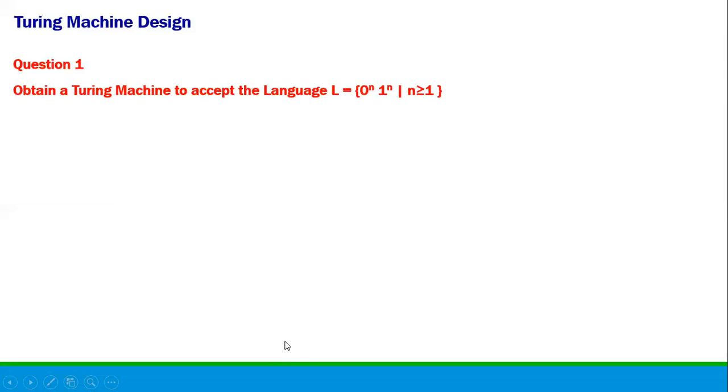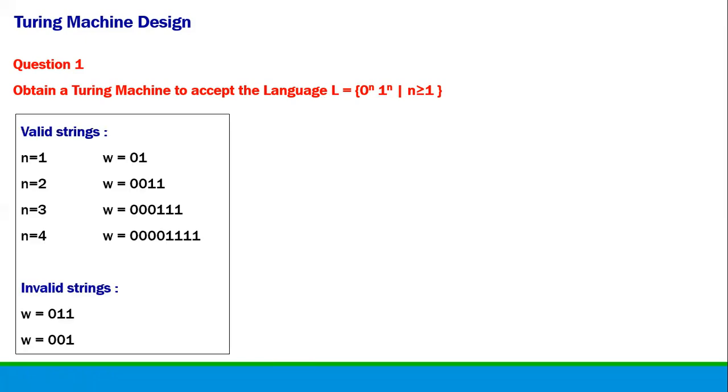So let's see how to construct a Turing machine. I'm taking one example of a context-free language, 0 power n, 1 power n, where n is greater than or equal to 1. Some of the valid strings: when n is 1, we get the string 0 1. When n is 2, 0 0 1 1. When n is 3, 3 zeros followed by 3 ones. When n is 4, 4 zeros followed by 4 ones, etc.